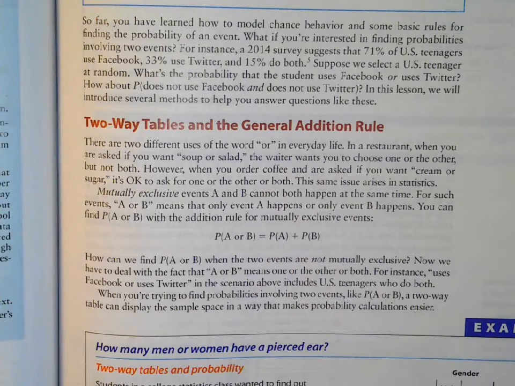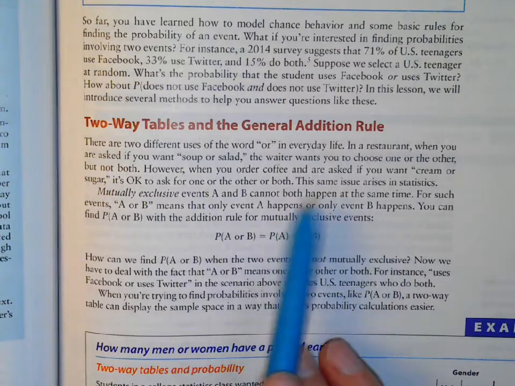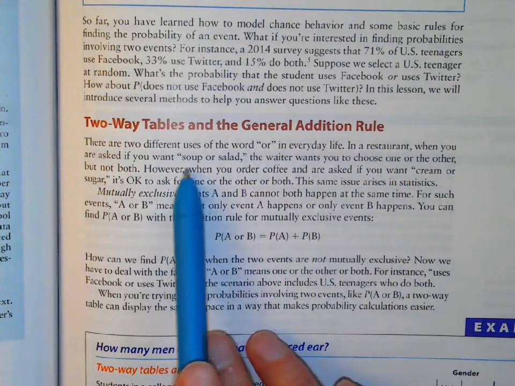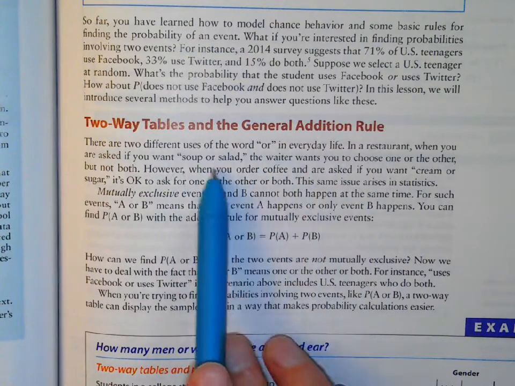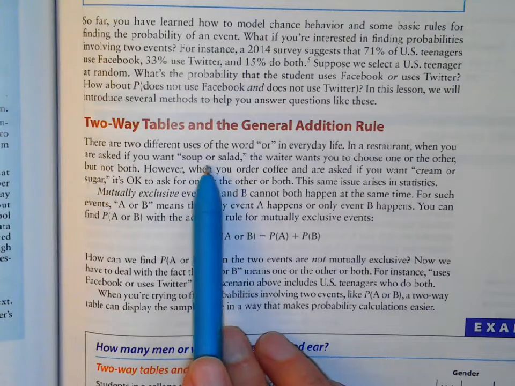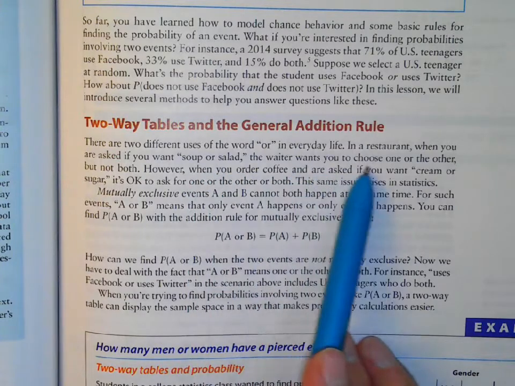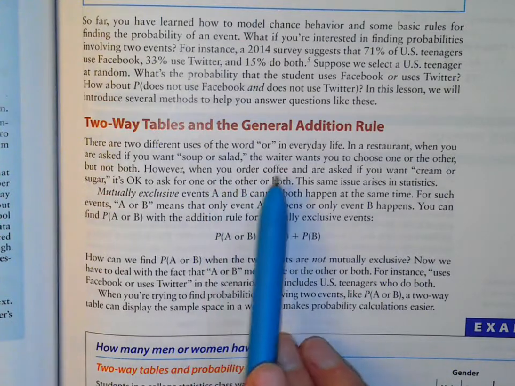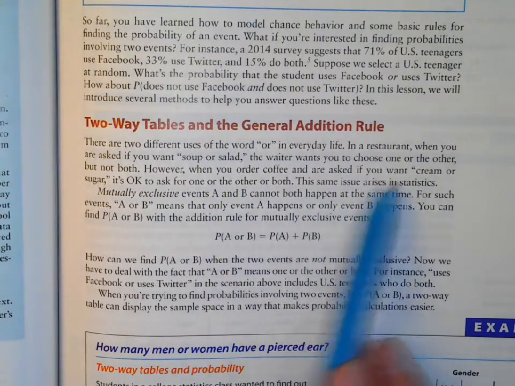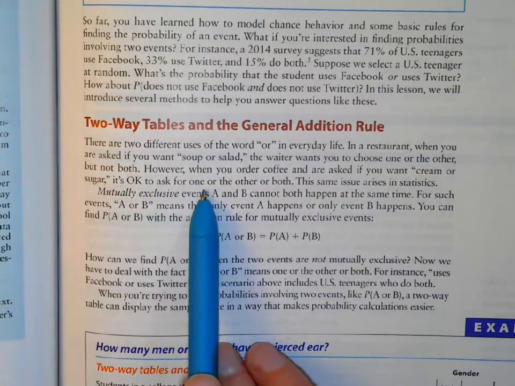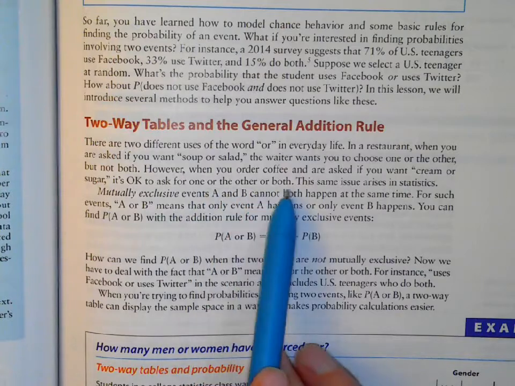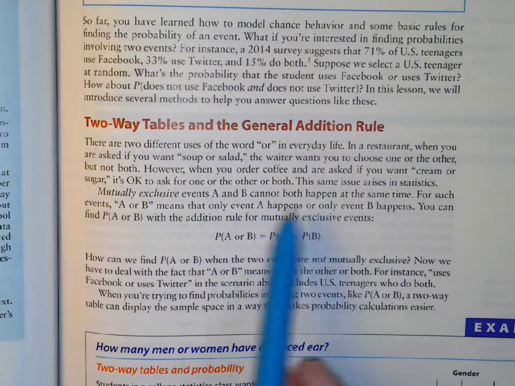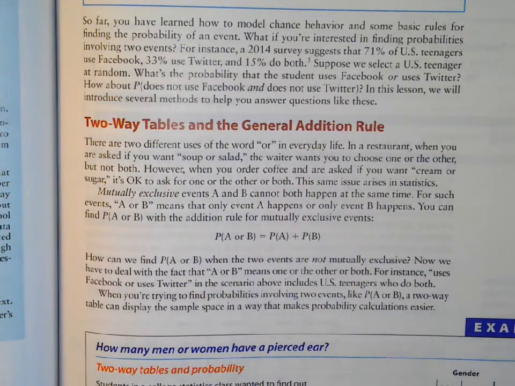So we're going to talk more today about what if it's not mutually exclusive and how do we find that. Here's kind of the idea. When you order in a restaurant and they ask you, do you want soup or salad? You want to choose one or the other. You don't get both. However, there's other times, like when you order coffee, they ask if you want cream or sugar. And then it's okay to say, yes, I'll have one or the other, or I'll have both. So this is kind of the idea here.